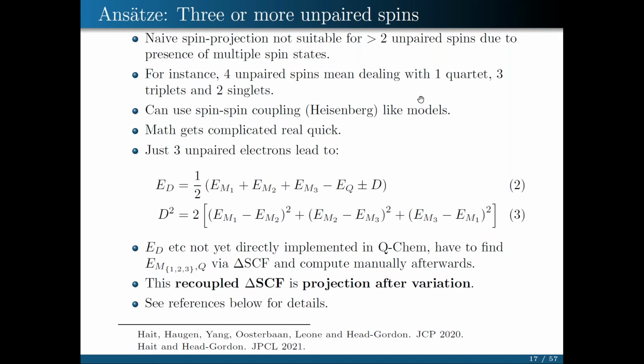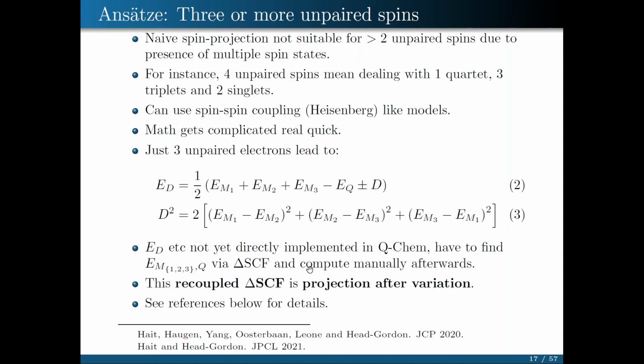What we can do instead is try to use some kind of a Heisenberg-like spin-spin coupling model, or Ising-like if that's the term you'd prefer, and hope that it yields at least a reasonable answer. The math for this gets complicated real quick. If you see the case for just three unpaired electrons, it's this pretty convoluted expression. And for four unpaired electrons onwards, there is no closed form solution to this, although numerical solutions are pretty easily obtainable.